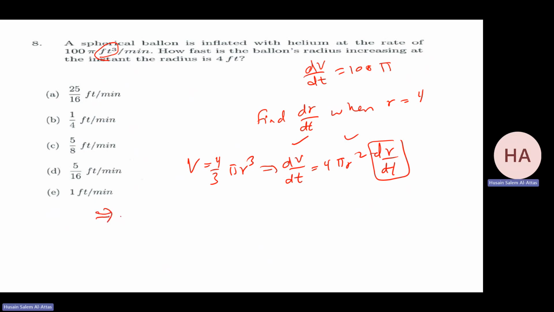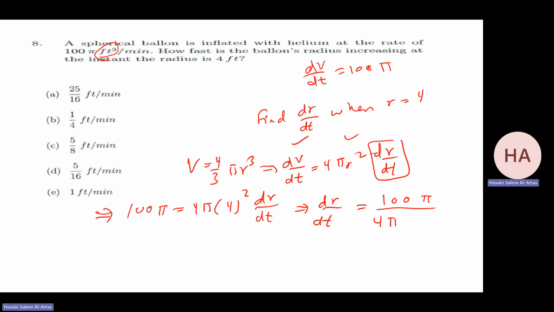So that implies, what is dV by dt? 100 pi equals 4 pi times 4 squared dr by dt. So dr by dt would be equal to 100 pi over 4 pi times 16. This is 25 and the pi cancels. This is 1. So I have 25 over 16 feet per minute.